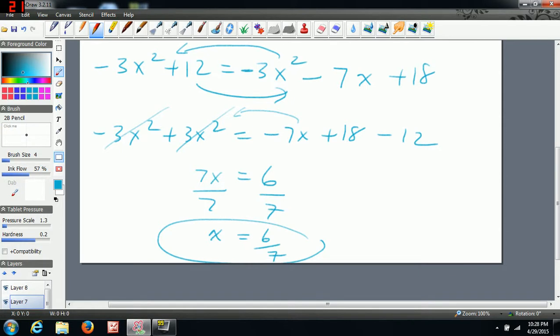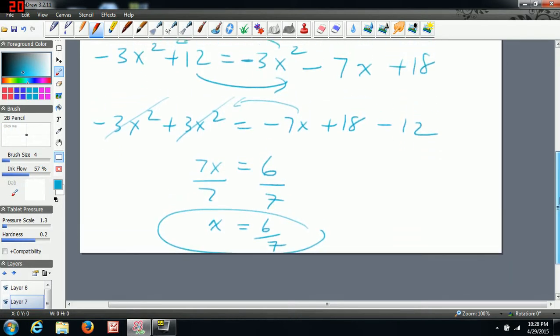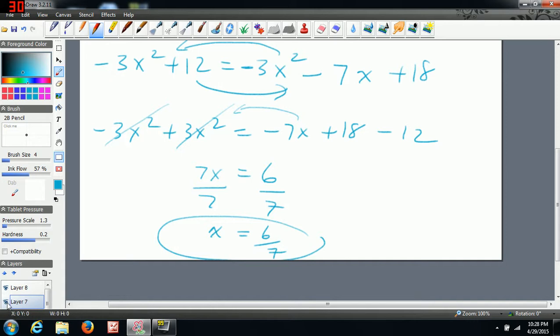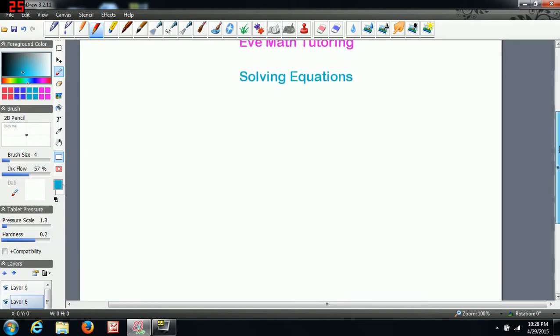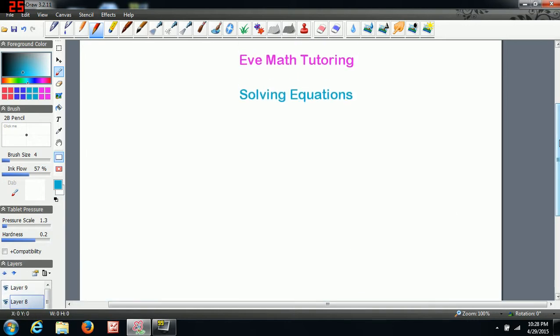So x equals 6 over 7 would be your final answer for that one. Okay, so we can try a few other ones. Yeah, and there's many more that you could try. So I think that's a good beginning lesson. So that's just a few examples there.